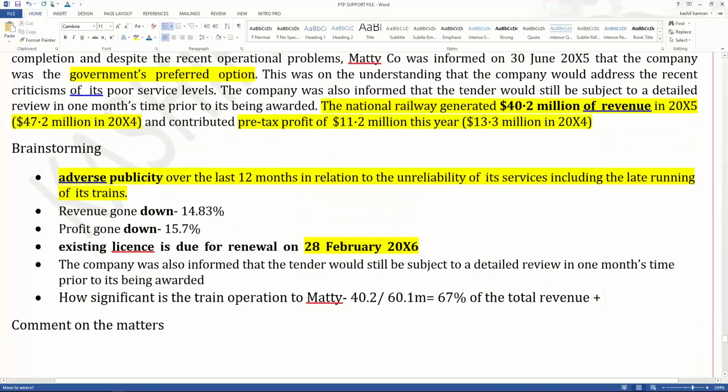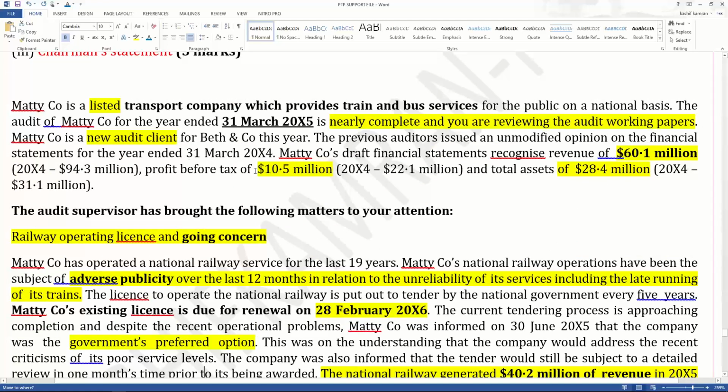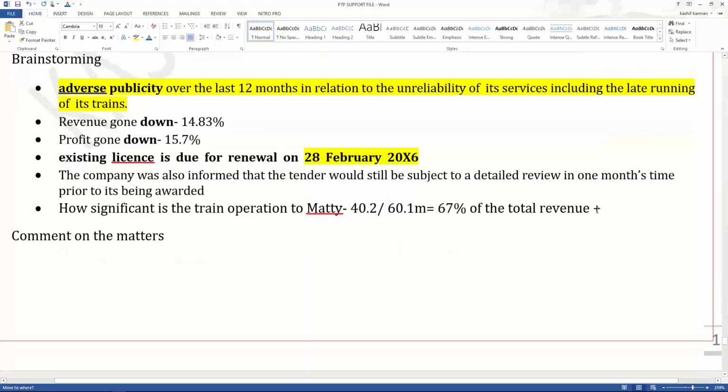Okay, next, profit. How much is the profit coming from the train operation? The profit coming from the train operation is 11.2 million. And the total profit of the company is, okay, sorry, that's the pre-tax profit, and we have the post-tax profit, so we cannot compare it. Leave it out. So that's quite a significant part of the revenue.